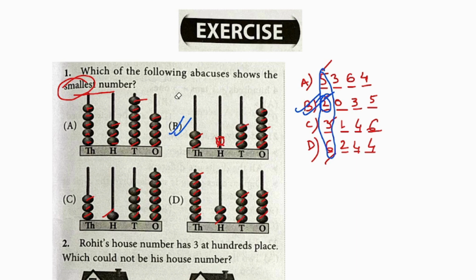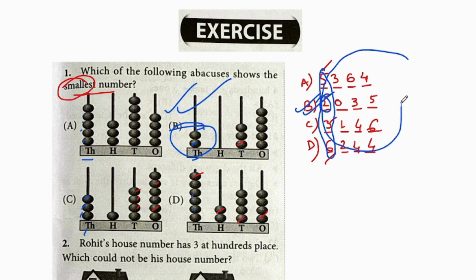Now this is one way of doing it. The other way, a simple and quick way of doing it, is that there are figures given on the abacus here. You simply start comparing directly from here itself. Thousand place 5, 2, 3, 6. You have to find the smallest number. 2 is the smallest here. B should be the answer.